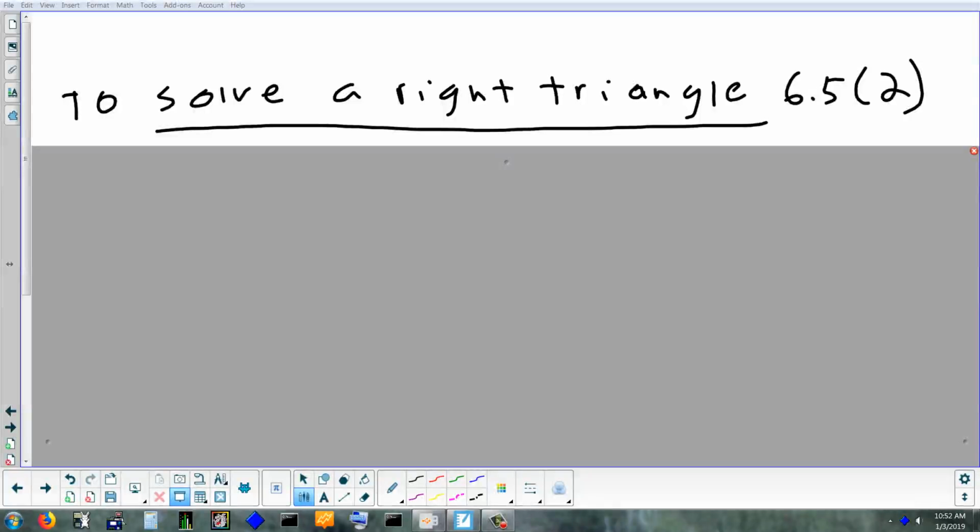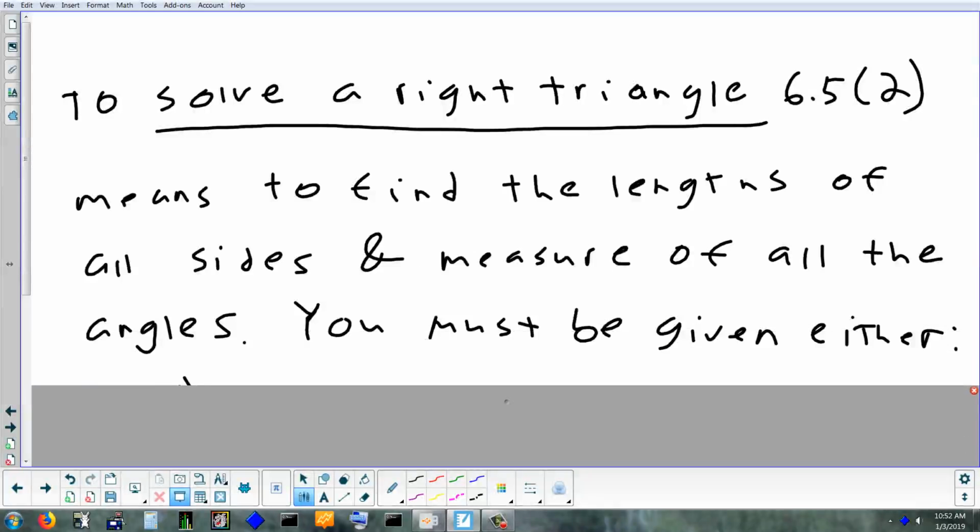All right, so we'll finish up chapter 6 today. The last section we're going to look at is 6.5, part 2. And we're going to use the trig functions that we did in the last section yesterday to solve triangles. When we're solving a triangle, that just means to find out how big everything is. There's 6 things you have to find.